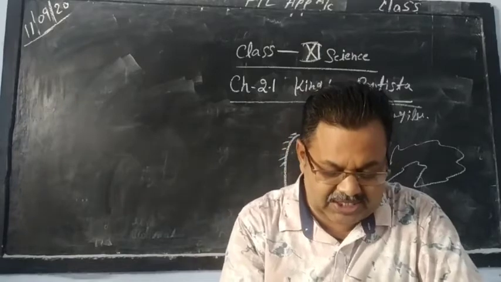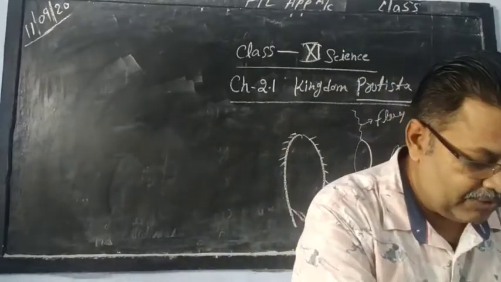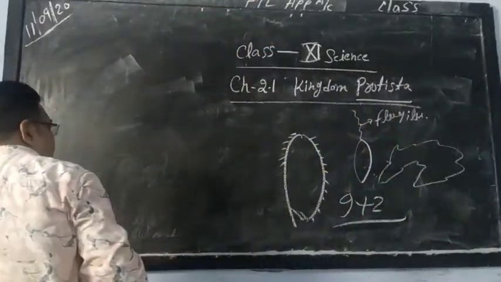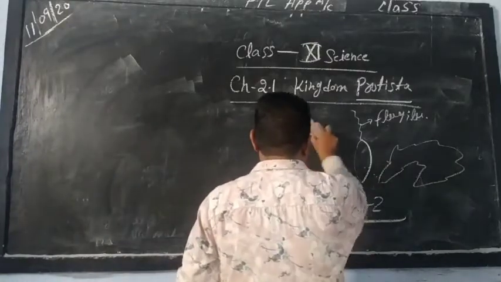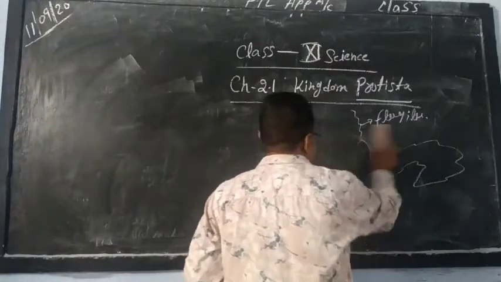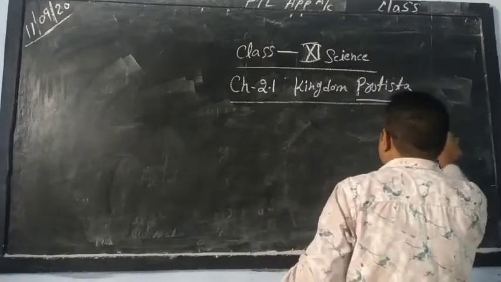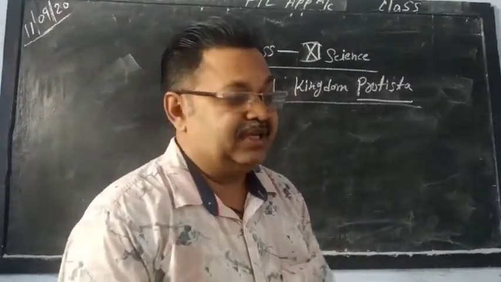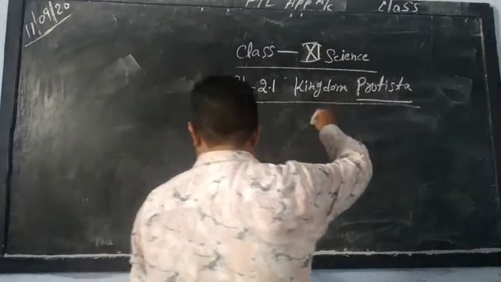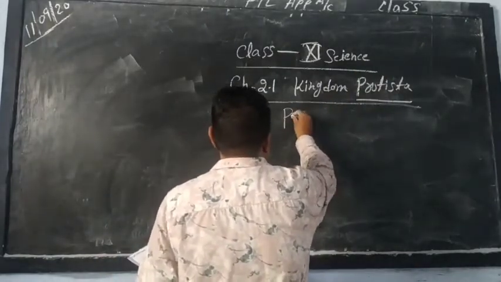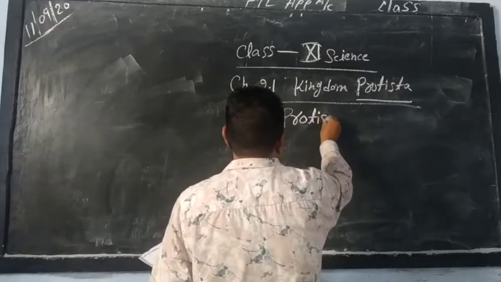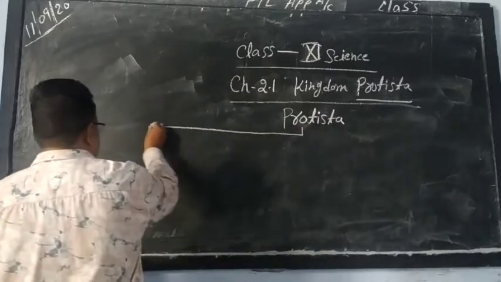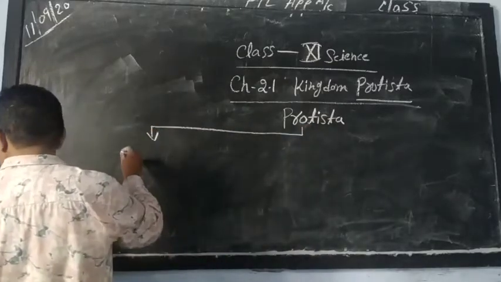Now we have to take the classification of Protista. So see here the classification of Protista. Then we have seen the classification of Protista. Protista may be classified into three groups. First one is autotrophic.